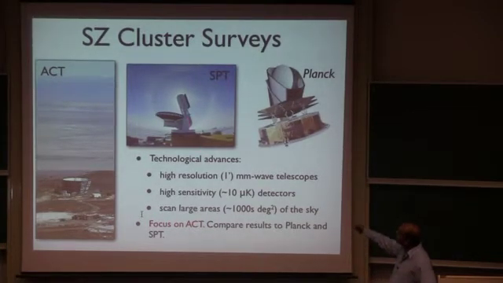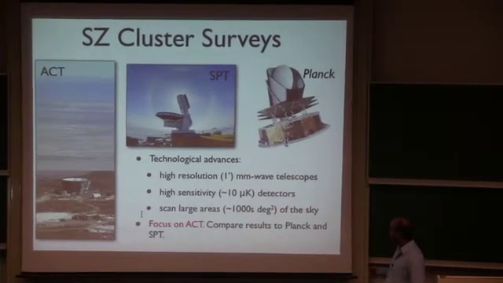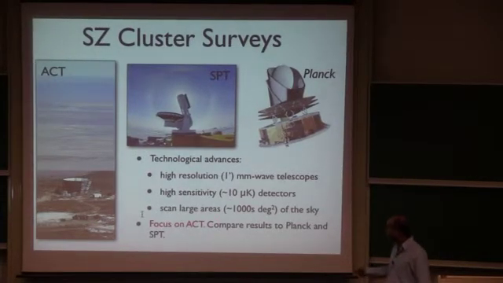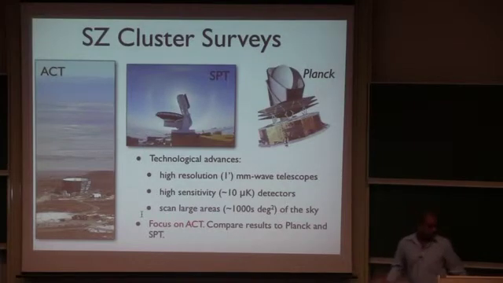To enable these surveys, what you really need is to scan large areas, thousands of square degrees, to detect lots of clusters. You need high resolution, so the typical size of a cluster is a few arcminutes, so you need something of arcminute resolution. And that pushes you to larger telescopes, or larger primary dishes. And you need high sensitivity, so you need lots of detectors, and technological advances have allowed all these things. In this talk, I'll focus on ACT, but we'll also look at results from SPT and Planck.